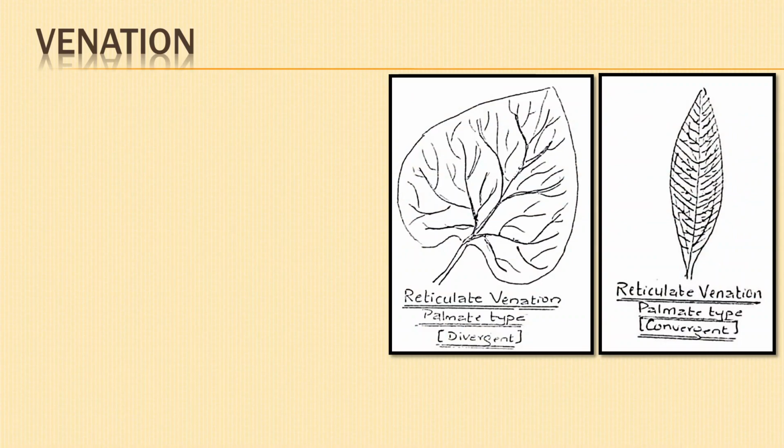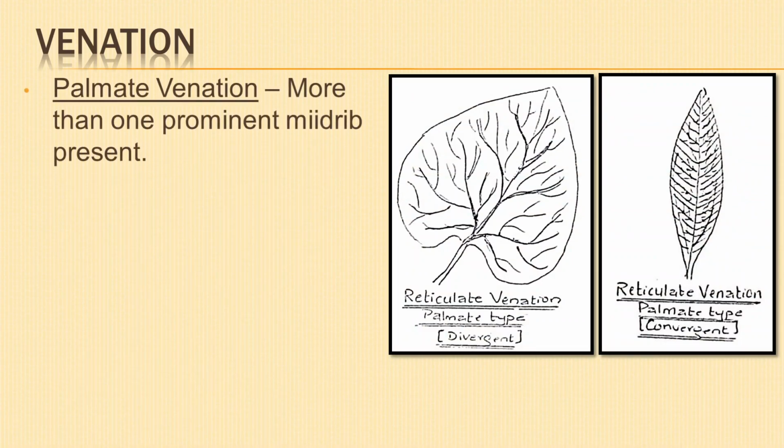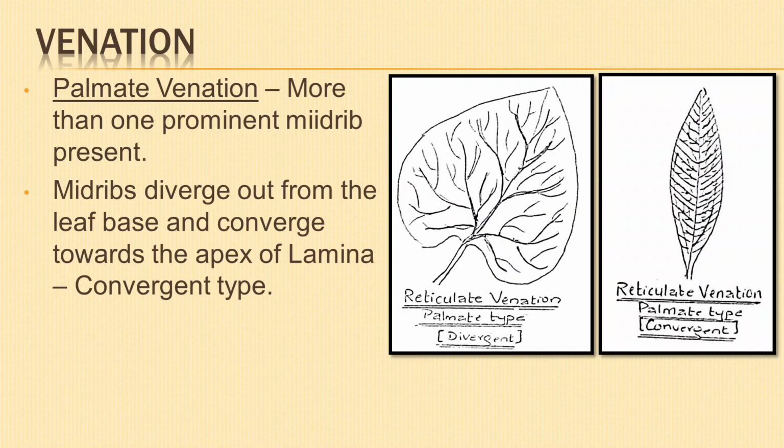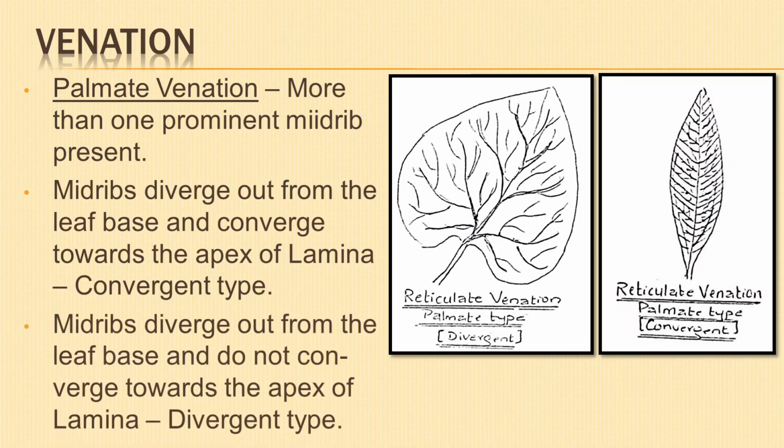In palmate venation, the lamina has more than one prominent midrib that arises from the tip of the petiole and proceeds outwards or upwards. When all the midribs diverge out from the leaf base, but again converge towards the apex of the lamina, it is known as convergent type. Example, Ziziphus. When all the midribs diverge out from the leaf base and do not converge towards the apex, it is known as divergent type.